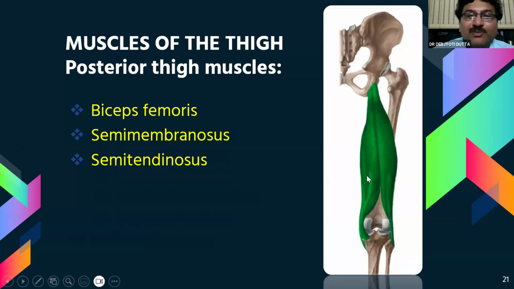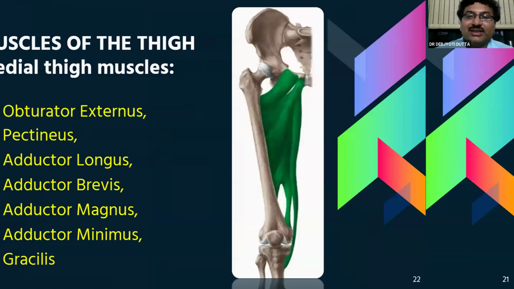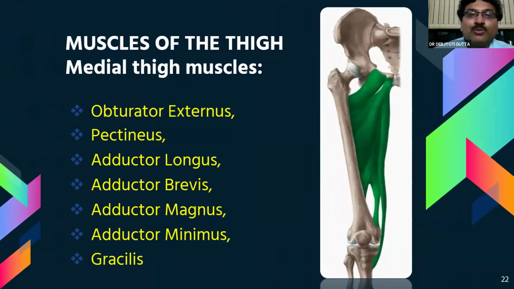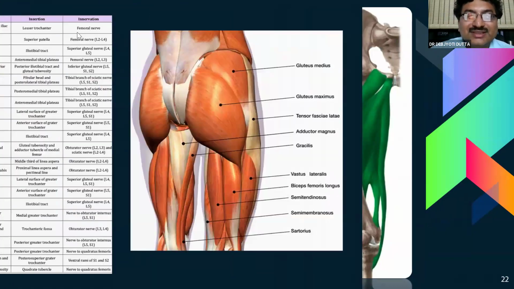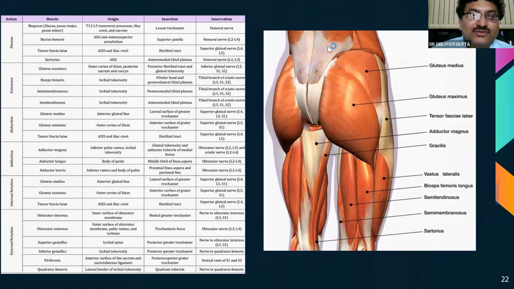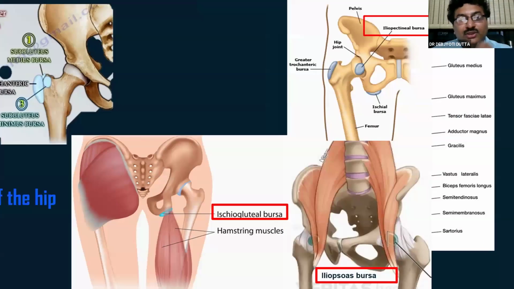And in the posterior part, we have the muscles of the hamstrings. They are the biceps femoris, semimembranosus, semitendinosus. They are purely posterior muscles. So we'll be dealing with those muscles the next day. In the medial portion of the thigh, we have the obturator externus, I have shown you. Pectineus, I have shown you. Adductor longus, brevis, magnus, and sometimes the adductor minimus. Gracilis also I have shown you. So these are all the origins and insertions of those muscles. This slide I will share along with the write-up, so don't worry, you don't have to write.